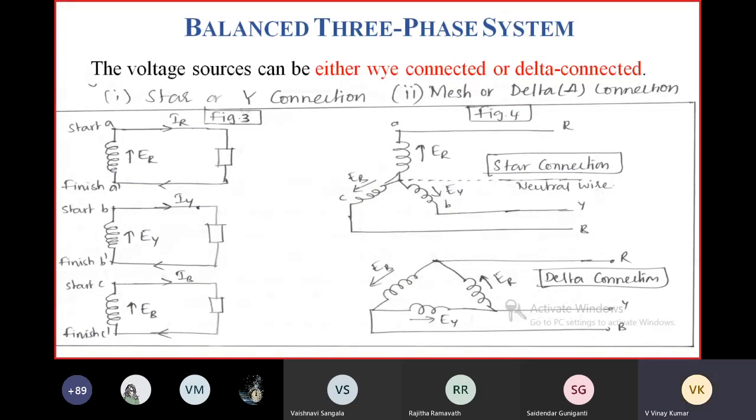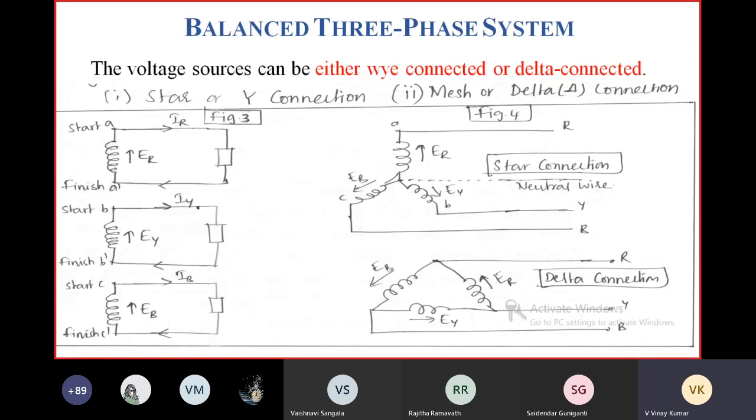If a separate load is connected across each winding, as shown in figure 3, the three phases are connected to loads separately. We require 6 connectors: connector 1, 2, 3, 4, 5, 6. In order to make this kind of arrangement, we require 6 connectors, so this will make the whole system complicated and expensive.